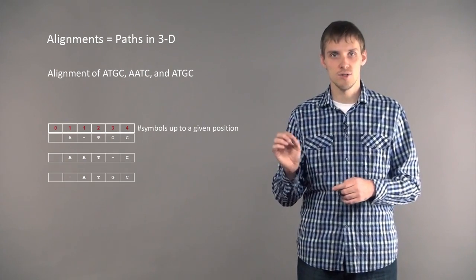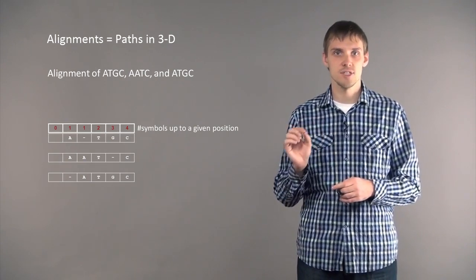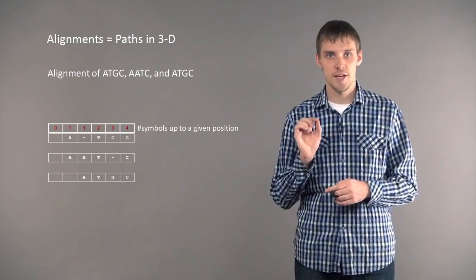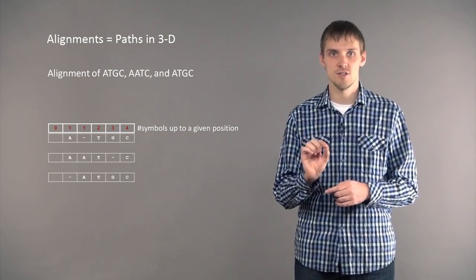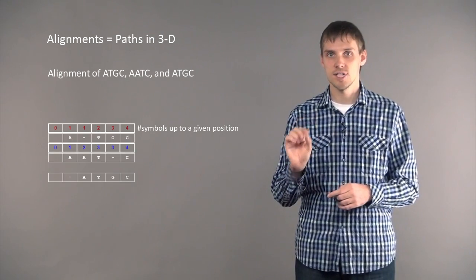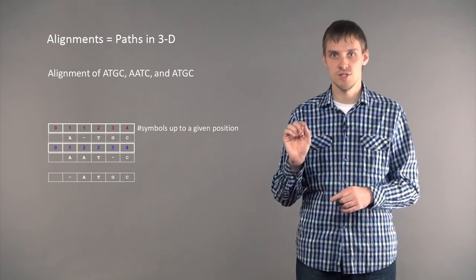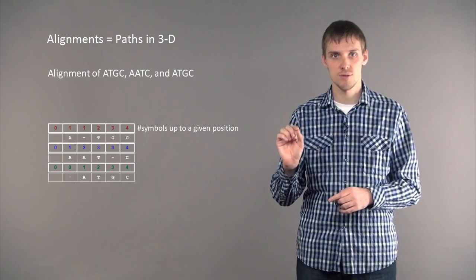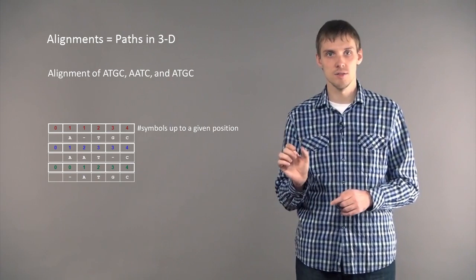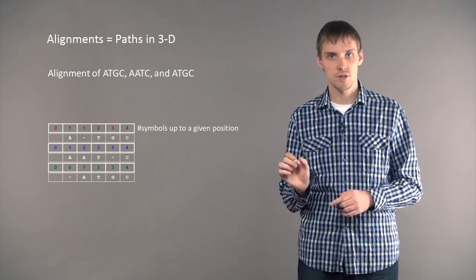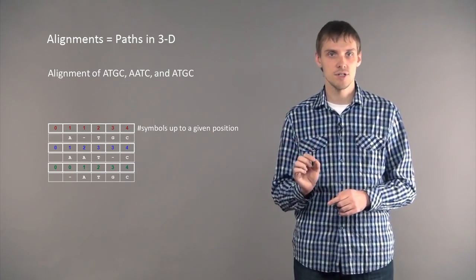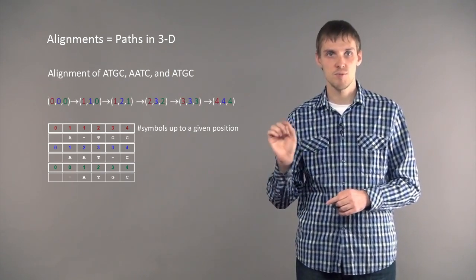Here you can see the number of symbols up to a given position written in a separate vector. For the first sequence it's 0, 1, 1, 2, 3, 4. Then for the second sequence it's 0, 1, 2, 3, 3, 4, and 0, 0, 1, 2, 3, 4 for the last sequence. And we can take the first column of these vectors, the second column of these vectors, and so on, as points in three-dimensional space.